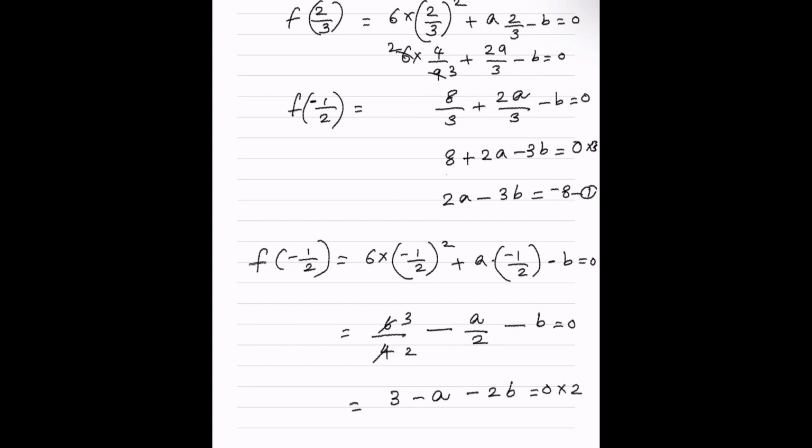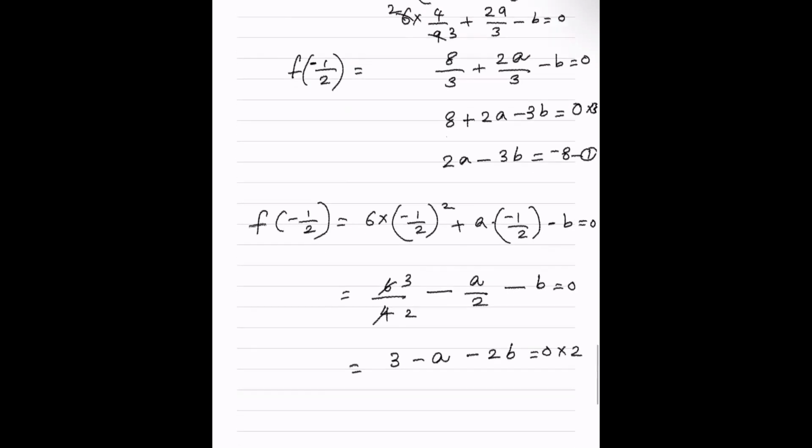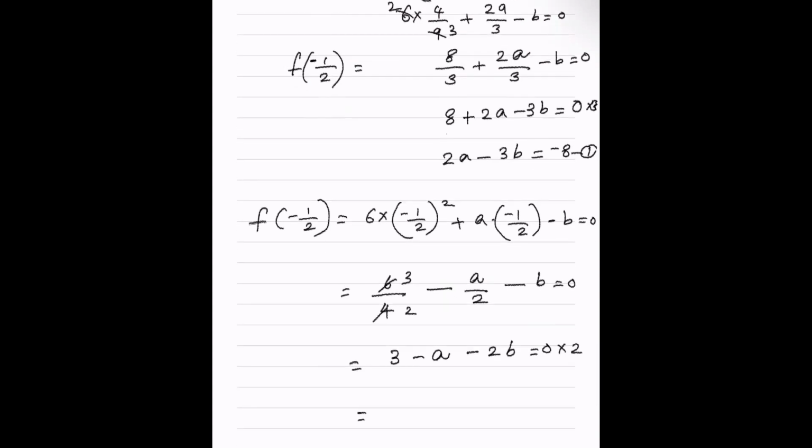Denominator 2, I'm taking to the right hand side. This gives me, moving a and 2b to the other side, a plus 2b equal to 3, and this is my equation 2.